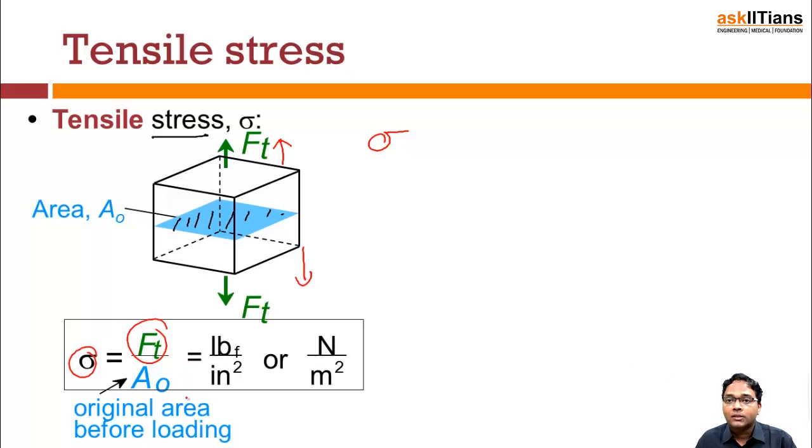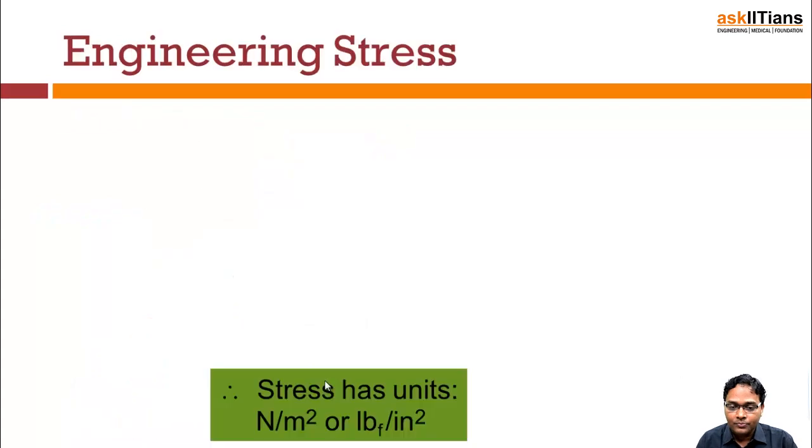Mind you, here we are not considering both the forces, because both the forces are not acting at the same area of cross section. They are acting at different areas of cross section. So we have to take the stress at a particular area of cross section. So it becomes Ft divided by A naught. You don't need to use pounds; it's better that you write Newton per meter square. So this is what is known as a tensile stress.